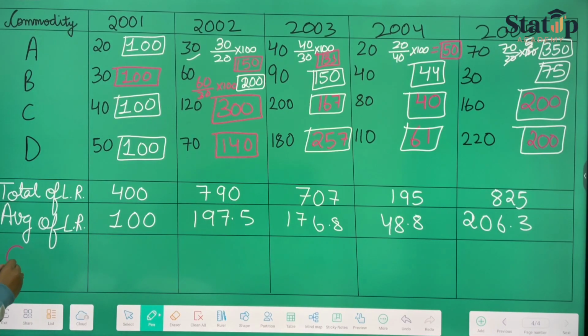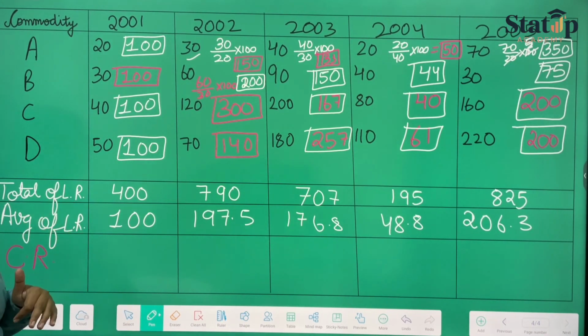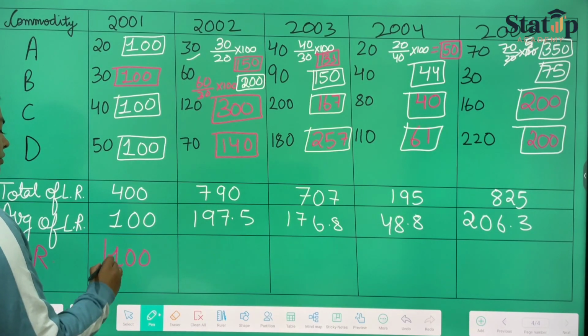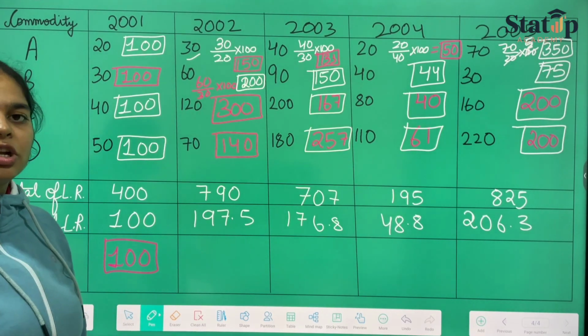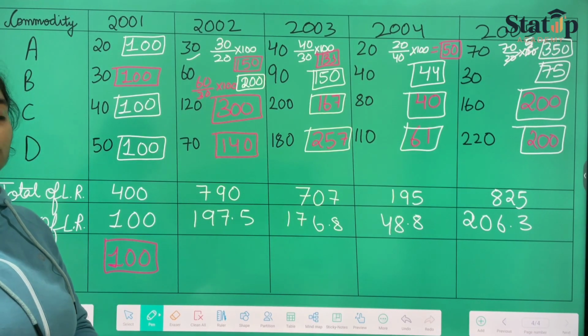Now here we will find out the chain relative. You know that the formula of chain relative is current year's link relative and previous year's chain relative upon 100. We don't have a previous year chain relative, so we will consider this as 100 only. For the first link relative and chain relative, we have to consider it equal to 100.